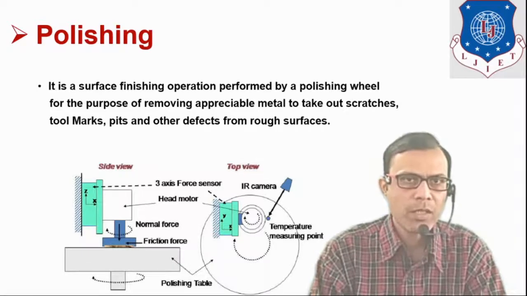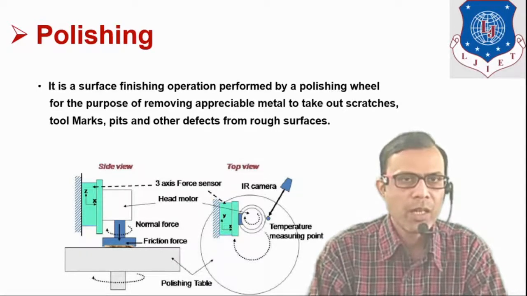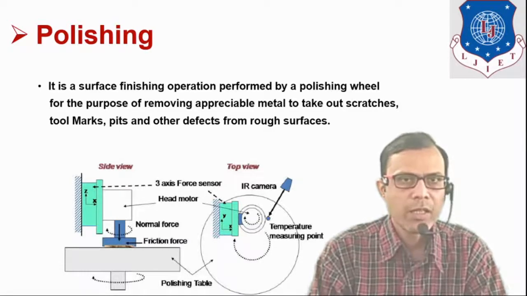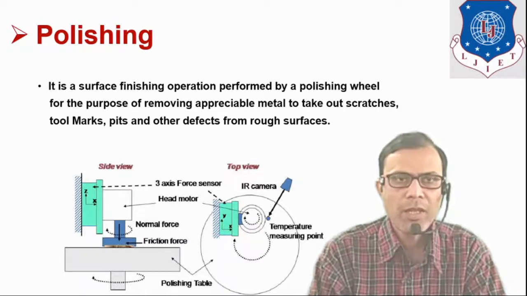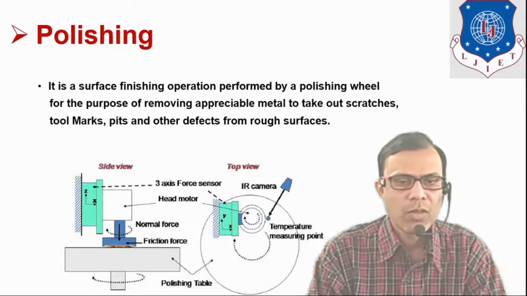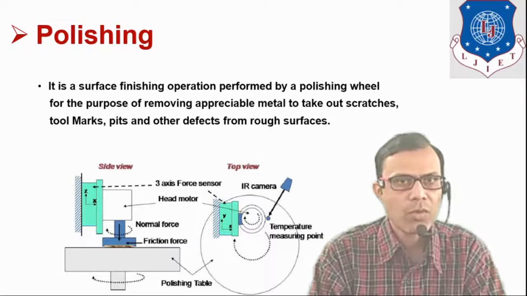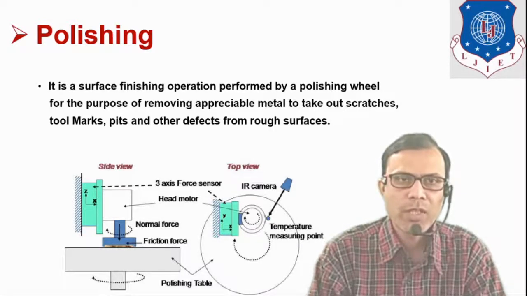When any workpiece is prepared by using a conventional machining method, it may happen that it has tool marks or scratches on the surface, or it may have some pits also. So all these can be removed by using the polishing process.